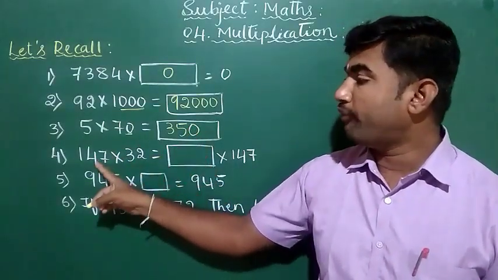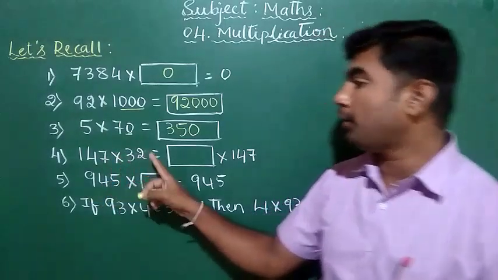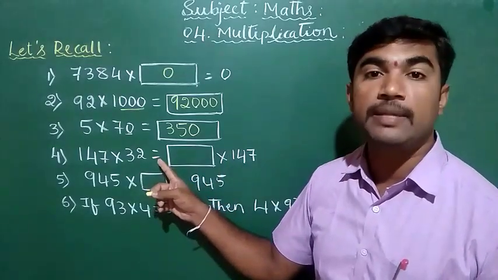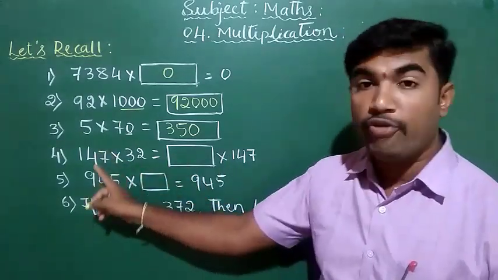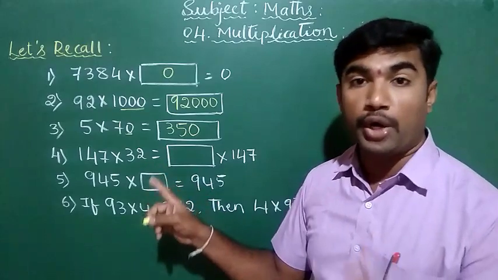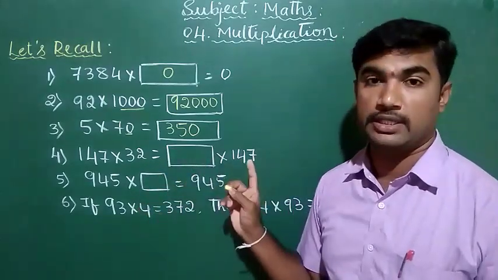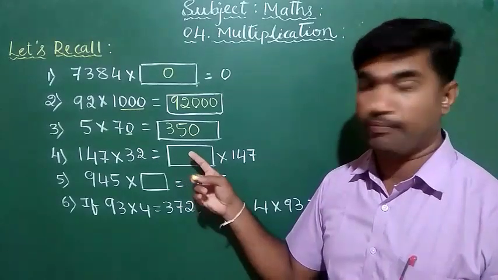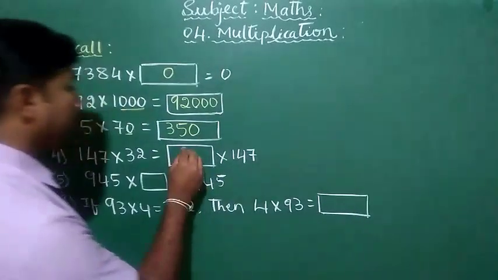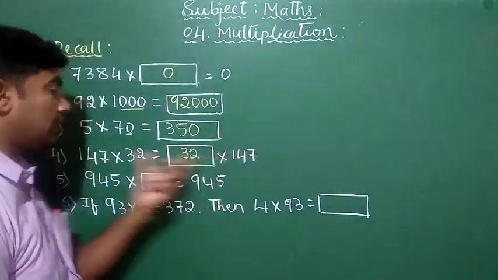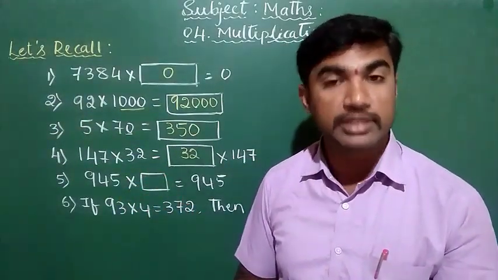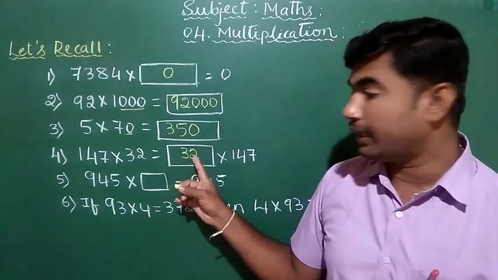The fourth question is 147 into 32 equal to dash into 147. My dear friends, what is the symbol here? Equal means that when we multiply 147 into 32, we get a product, and that product is equal for these two numbers. We need to find the value of the blank. 147 and 147, the remaining is 32. We need to write here 32. Then only these two products are the same. This indicates equal or same. So the answer is 32.